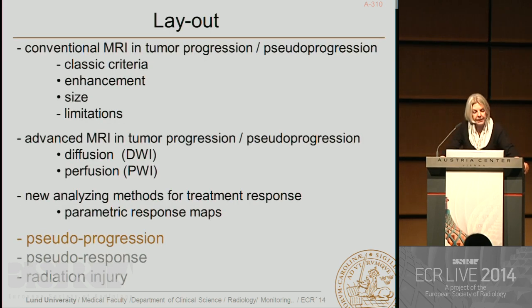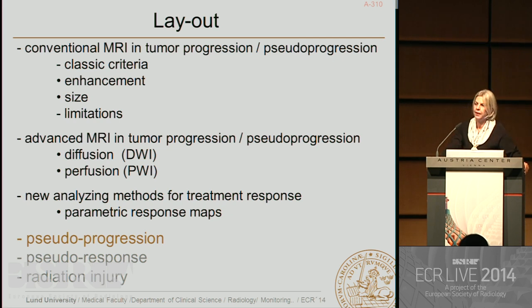The layout would be that I will give you a couple of words about the conventional MR imaging in progression versus pseudo-progression, the classic criteria, size and tumor enhancement, but also the limitations. And then I will talk a little bit about the advanced techniques that we have, and here I would like to combine both the diffusion and the perfusion, because when we're talking about monitoring treatment, I think both of these modalities are important and should be used combined.